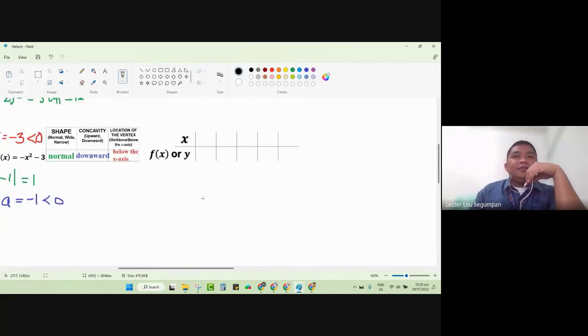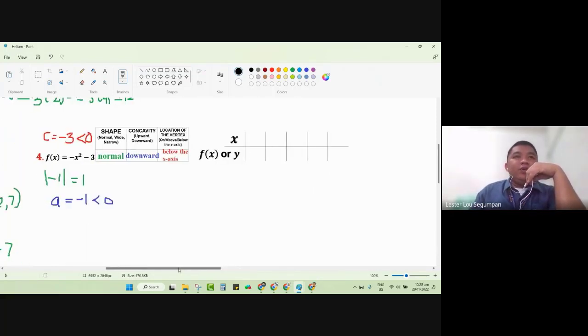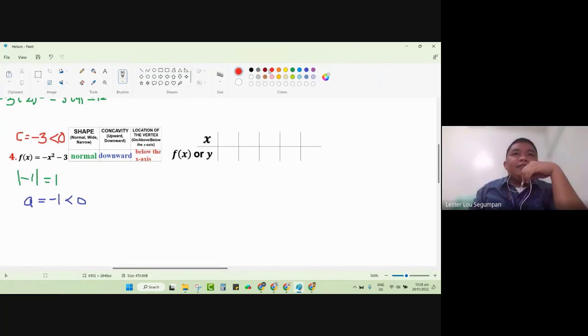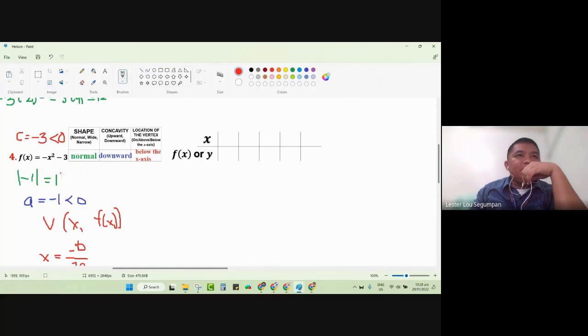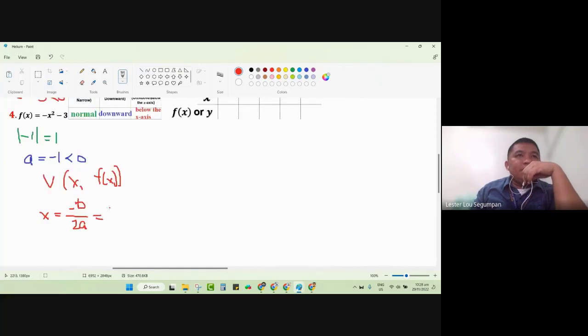And to the last function, we have this. The vertex shall be solved first, x and f of x. So we start with the formula for the x, which is negative b over 2a. Again, there's no b coefficient here, so you could just simply say it's already 0. Or if you would like to, you can write here 2 times negative 1, which will give you 0.